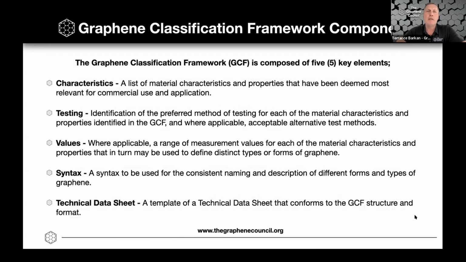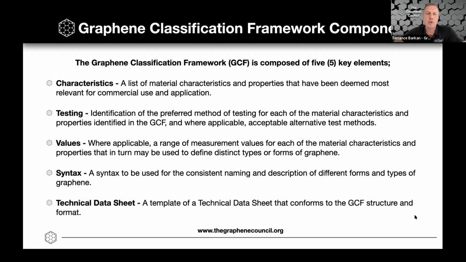So what's in the graphene classification framework? Well, first of all, we identify those material characteristics that are most relevant for commercial use. We've identified what methods of testing should be used to identify and add values for each of those characteristics. As far as the values themselves are concerned, we've identified a range of expected values for each of the characteristics. And then another part that we did, there is an existing ISO standard for nomenclature for definition, but what we introduced was a syntax on how to name the particular material in a consistent way.